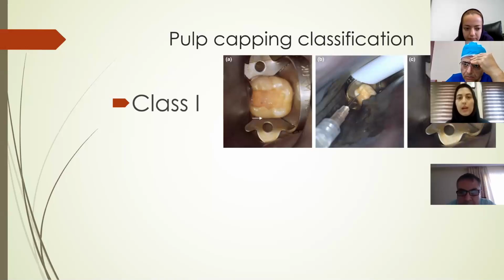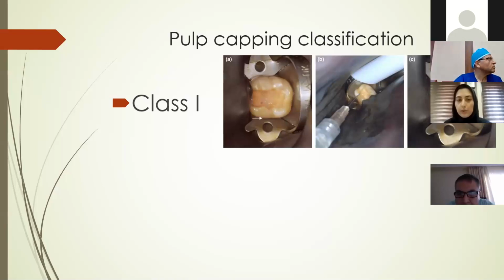Class 1 pulp capping is when we have a traumatic exposure of the pulp, not because of caries. And in these cases, we don't have some considerations that may be because of infection or inflammation. Because it is a traumatic exposure, we will use calcium hydroxide, and the problem is over.